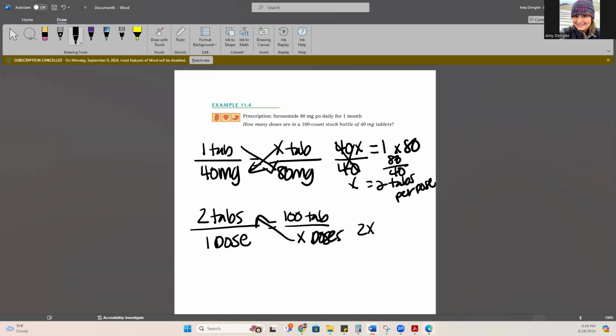And then we just do 2x is equal to 100 times 1. 100 times 1 is 100. We have 2x. We want to get x alone, so we need to get rid of that 2. So that leaves us x. And 100 divided by 2 on this side, that gives us 50 doses.